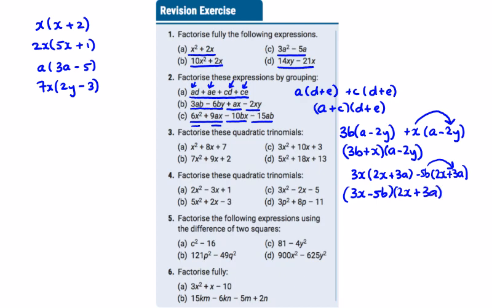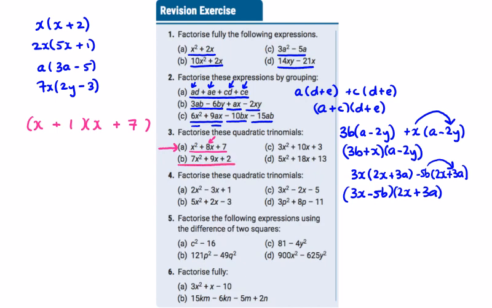We're now on to 3-term factorizations, the most common that come up all the way to leaving cert higher level. X squared plus 8x plus 7. So the only way to get x squared is to multiply x by x, and the only way to get 7 is to multiply 7 by 1. And we want plus 8x, so I have to have a plus 7 and a plus 1 to give me plus 8.